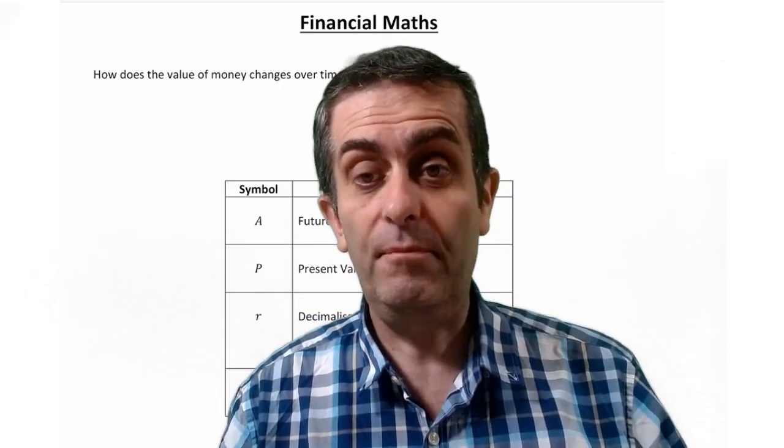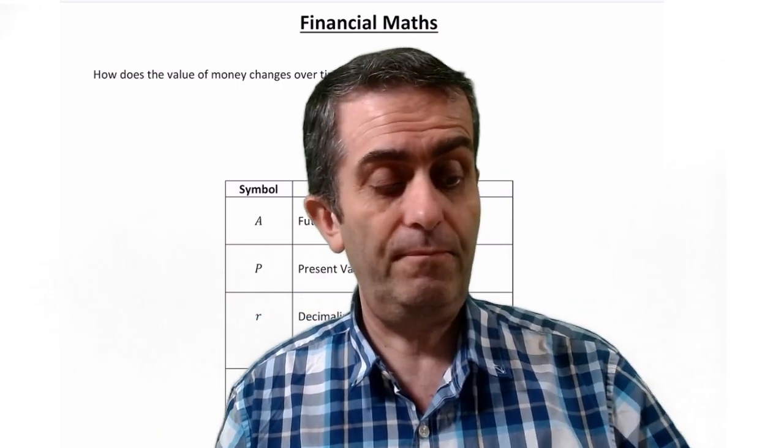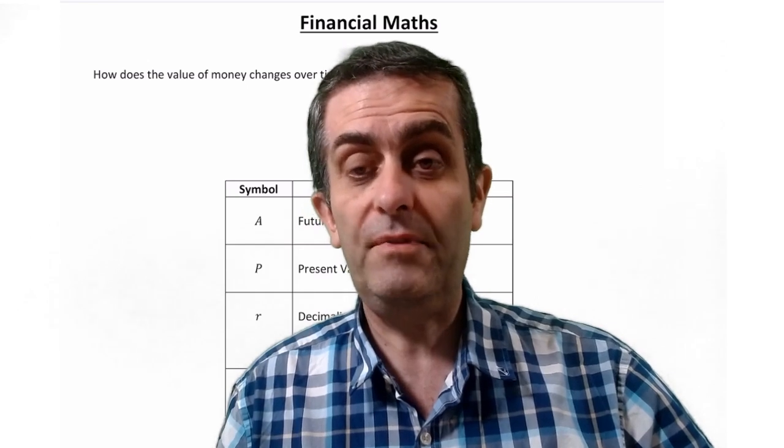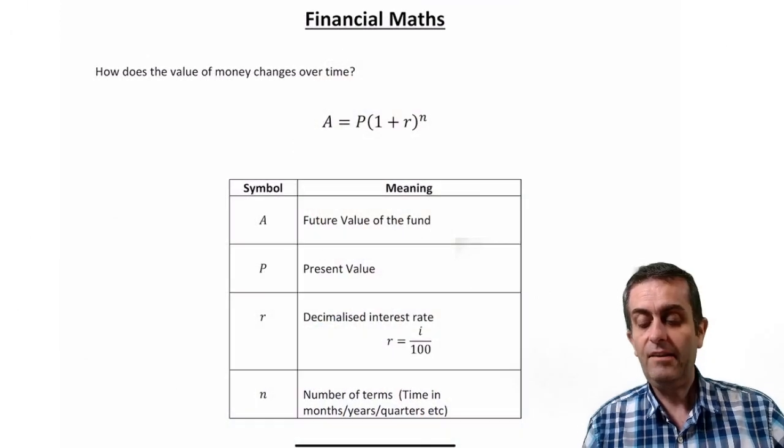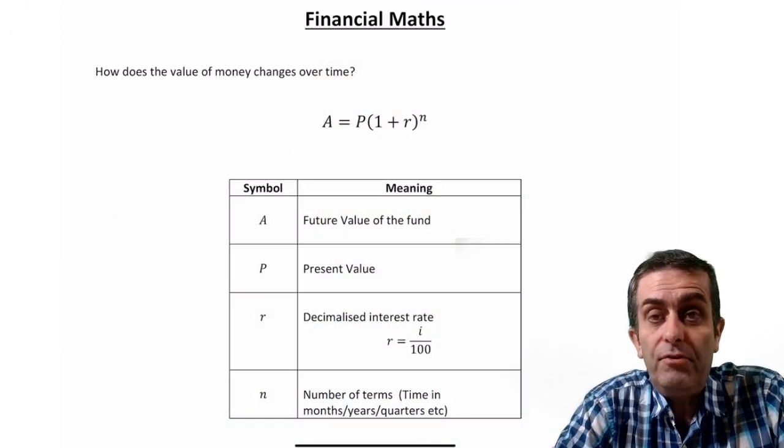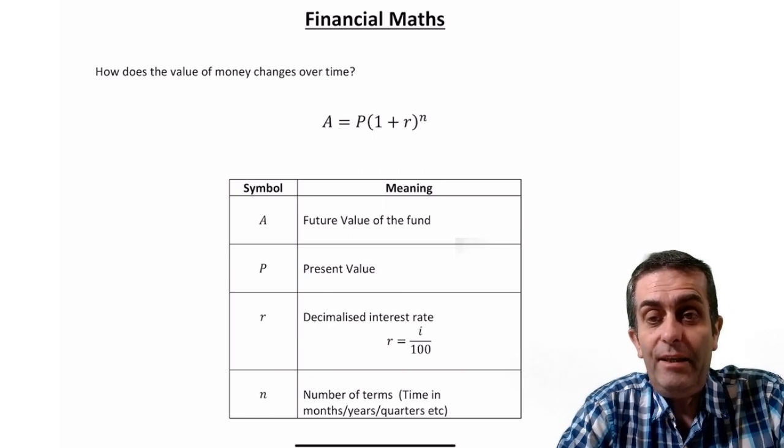These are basically a very, very important part of our curriculum. So to begin with, we'll go through some definitions. The formula that we're going to use throughout the chapter is A equals P multiplied by 1 plus R to the power of N. So let's first explain what those letters actually mean.